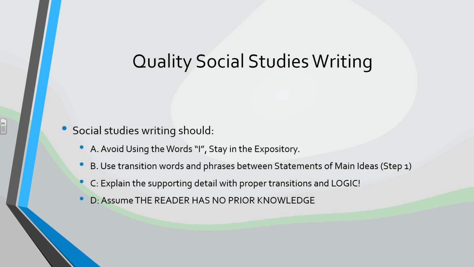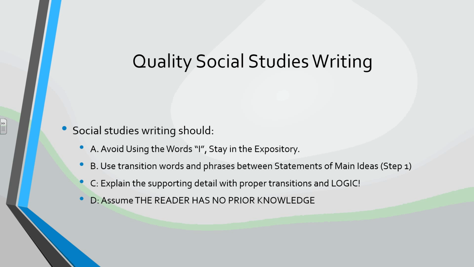So quality social studies writing will always do these A, B, C, and D. First, you need to avoid the usage of the word I. You need to stay in the expository. So that means you're writing in an academic manner, and unless the prompt, the question, says you, we shouldn't see the word I. And that's key to giving yourself authority, which again is that rule, write like you are right.